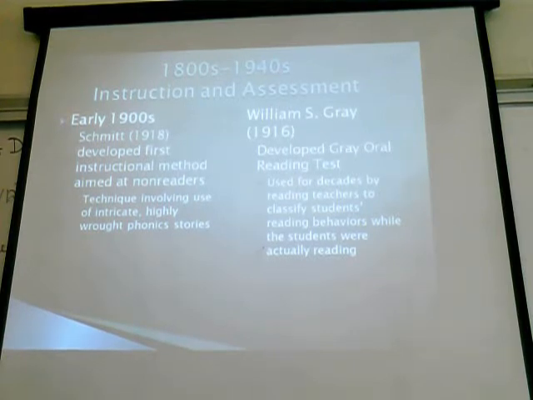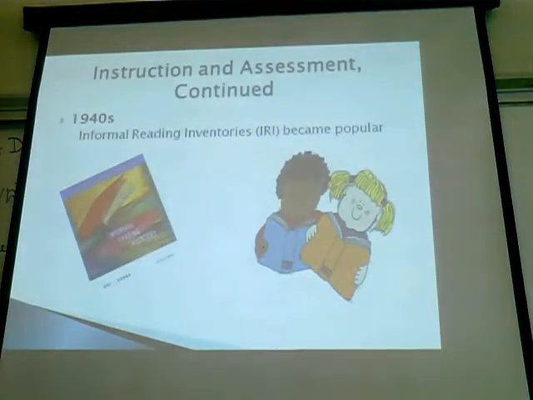In the 1800s to the 1940s, they came up with instruction and assessment. In the early 1900s, Schmidt developed the first instructional method aimed at non-readers. It was a technique involving the use of intricate, highly wrought phonic stories. William S. Gray developed the Gray Oral Reading Test, and this was used for decades by reading teachers to classify students' reading behaviors while the students were actually reading. In the 1940s, the informal reading inventory became popular, and this is something that we still use today.